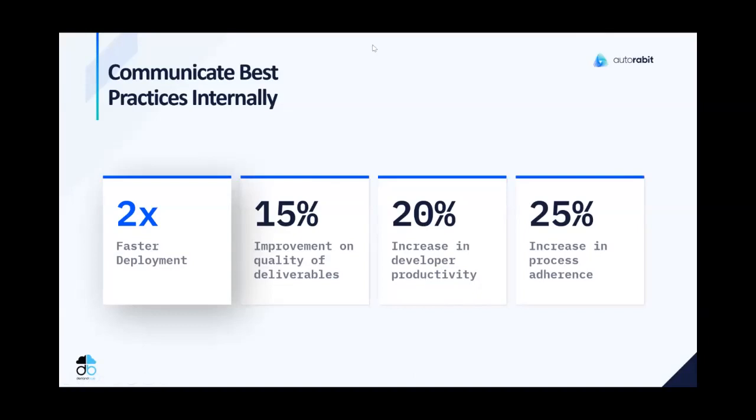I will now request Abhi to go over the rest of the practices for you. Thanks, Pranav. And just adding on to what Pranav said, faster deployments and quality of deliverables help developers through the product development lifecycle, right? So they don't have to sit and wait for deployments anymore. Developers can spend their time learning and can be available for other initiatives as well. We have noticed that this activity has resulted in a 20% increase in total developers' productivity and also a 25% increase in overall process adherence. Now, these were the metrics, and these are some of the ways we communicate best practices internally.